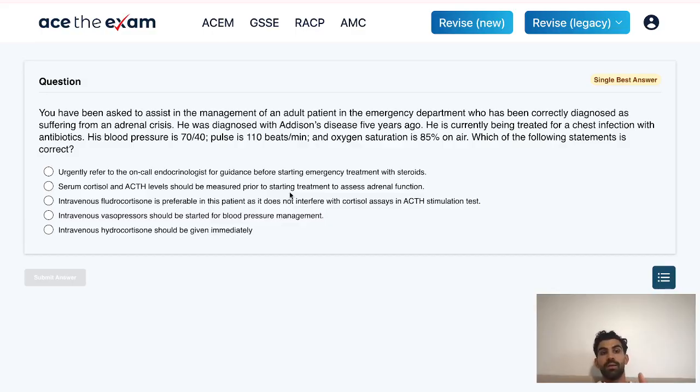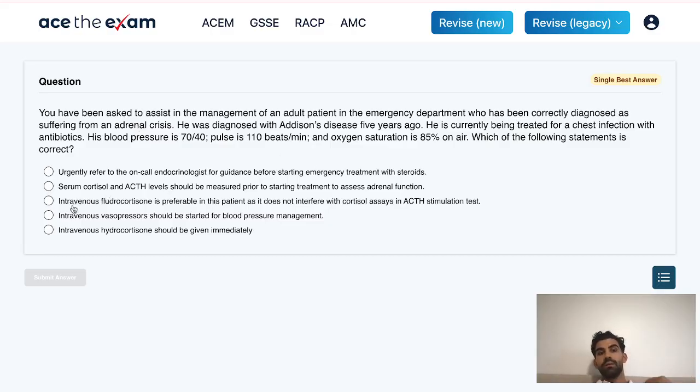Serum cortisol and ACTH levels could be measured prior to starting treatment. This is also incorrect. Remember, if we're going to measure the serum cortisol and ACTH, it's not really going to show us much. We already know this person has Addison's disease. We don't really need to measure that. And we don't need to really assess the adrenal function, because we've been given in the question that it's an adrenal crisis. So we need to treat as soon as possible.